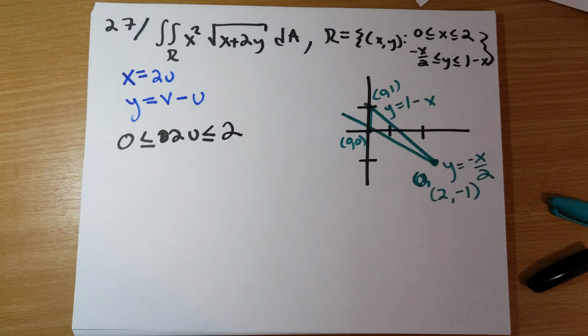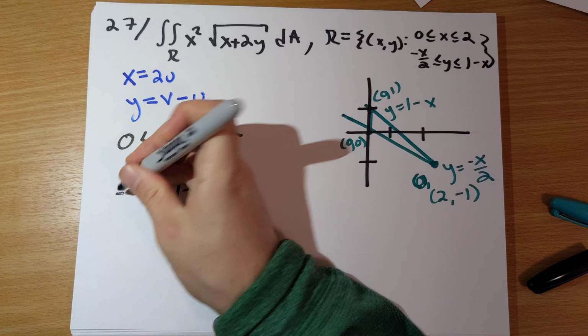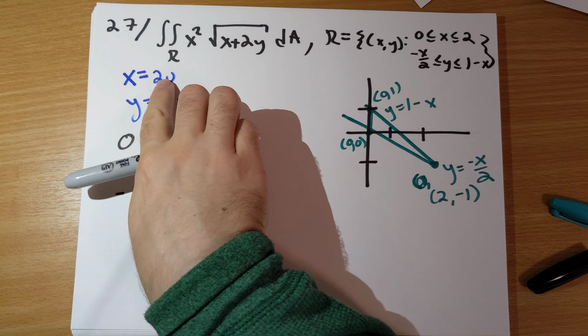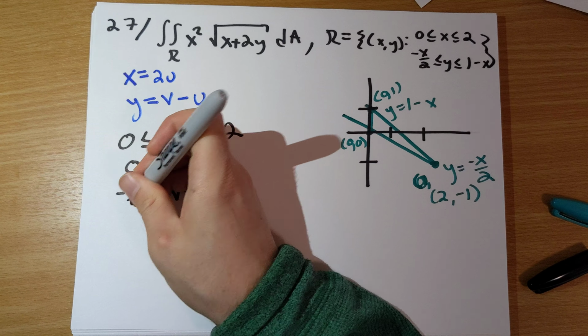And then y, v minus u, is going to be between negative x over 2, so x is 2u, negative 2u over 2, to 1 minus x, 1 minus 2u. So negative u less than or equal to v minus u less than or equal to 1 minus 2u. If we add u everywhere, we get v is between 0 and 1 minus u.